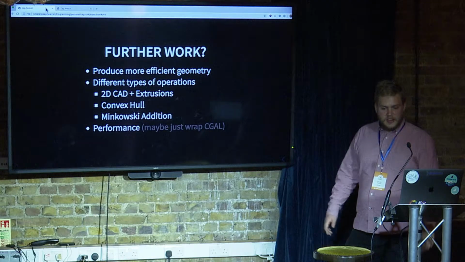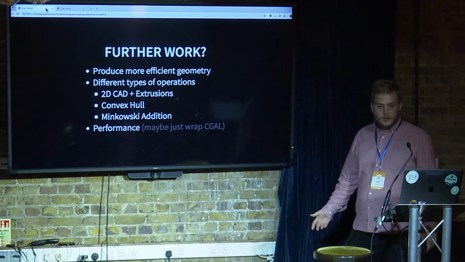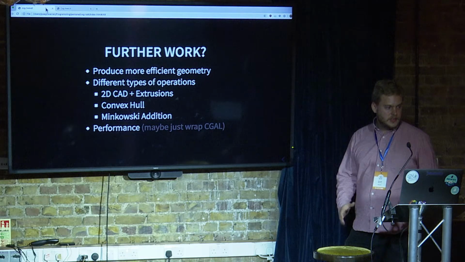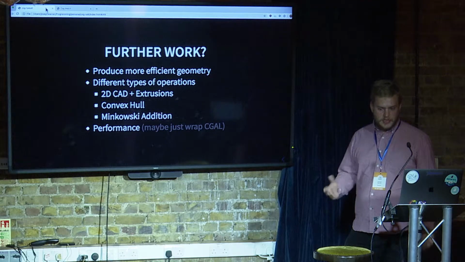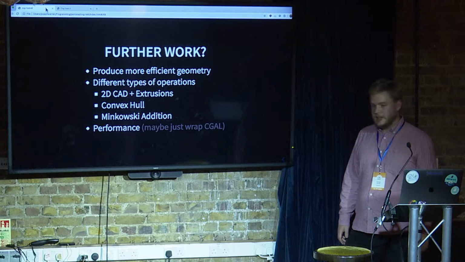Other further work, like I said, produce more efficient geometry. There's a really common thing in actual CAD frameworks whereby people draw things in 2D and then extrude that outwards, either with a linear extrude or with a rotate extrude, so making solids by rotation. And I don't do any of that, and I'd really like to.